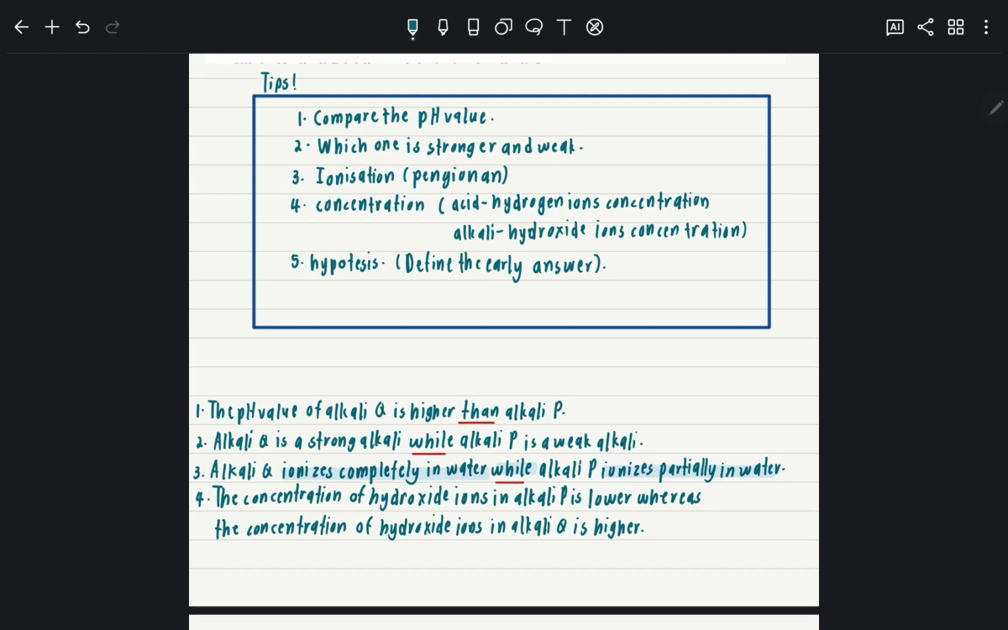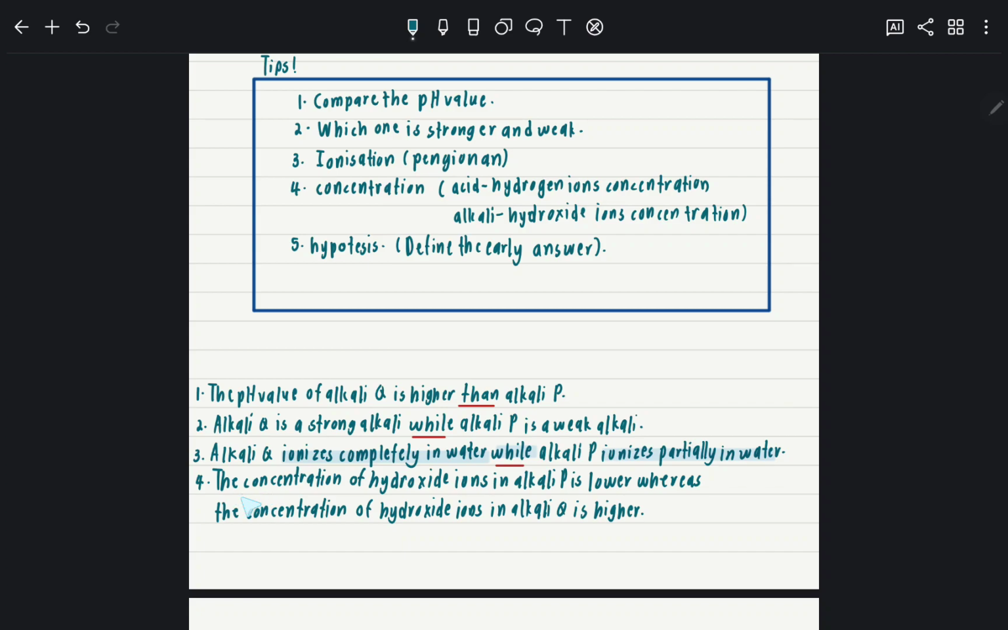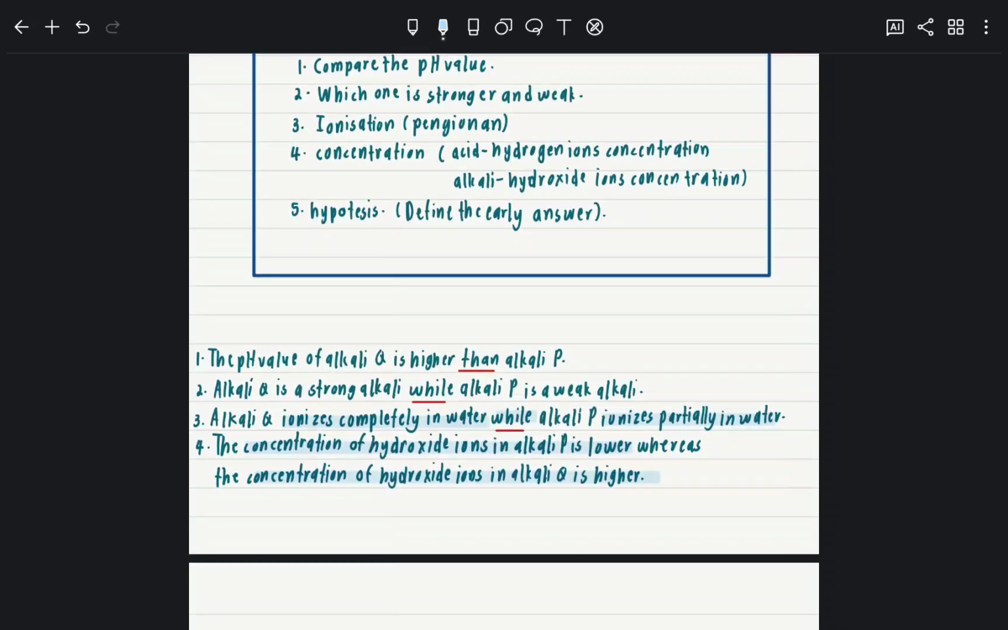Okay, so it's higher. We want this word, this is the main point. We want to know this full thing, concentration. This one whole thing kena ada. Here you have to say concentration about what. If acid means of course hydrogen ions. We are talking about alkalis here, so the concentration of hydroxide ions in alkali P should be very specific. This is the exact answer scheme, how it looks like.